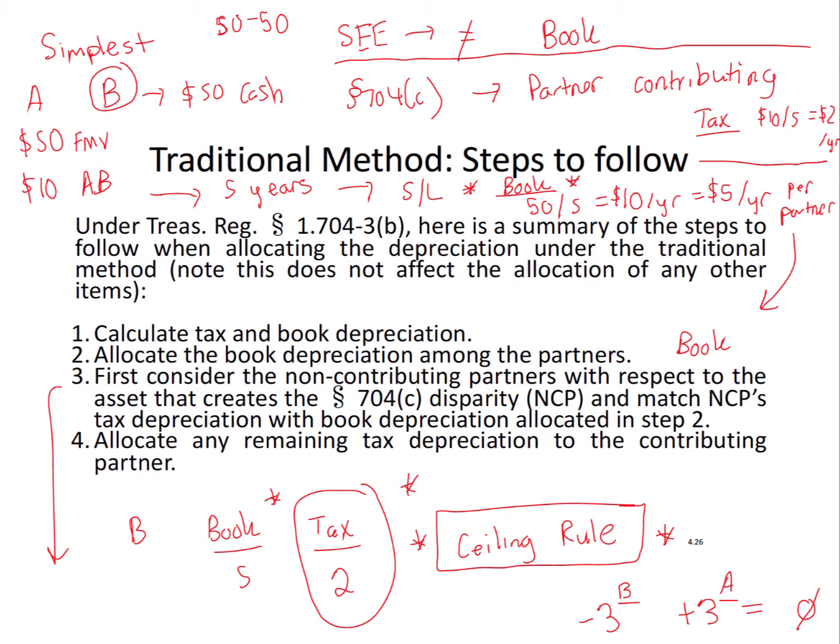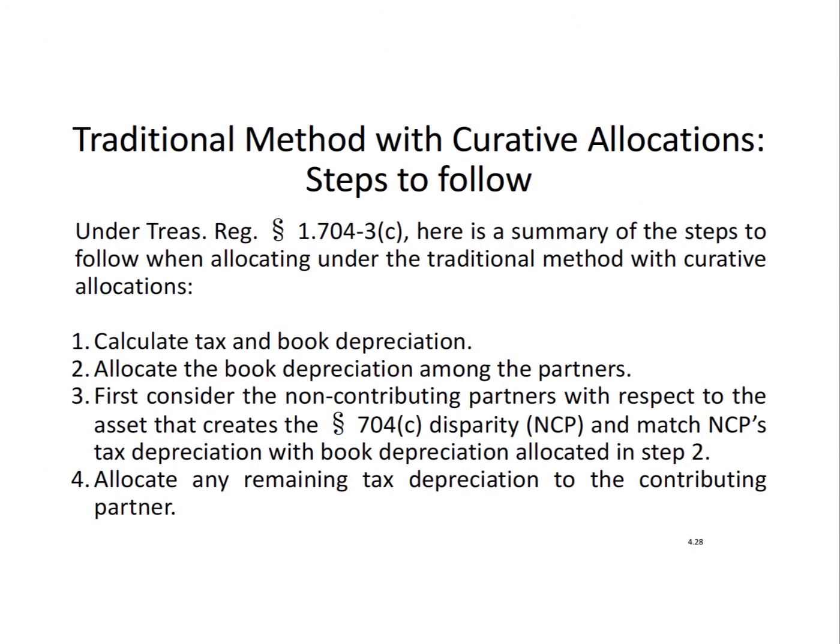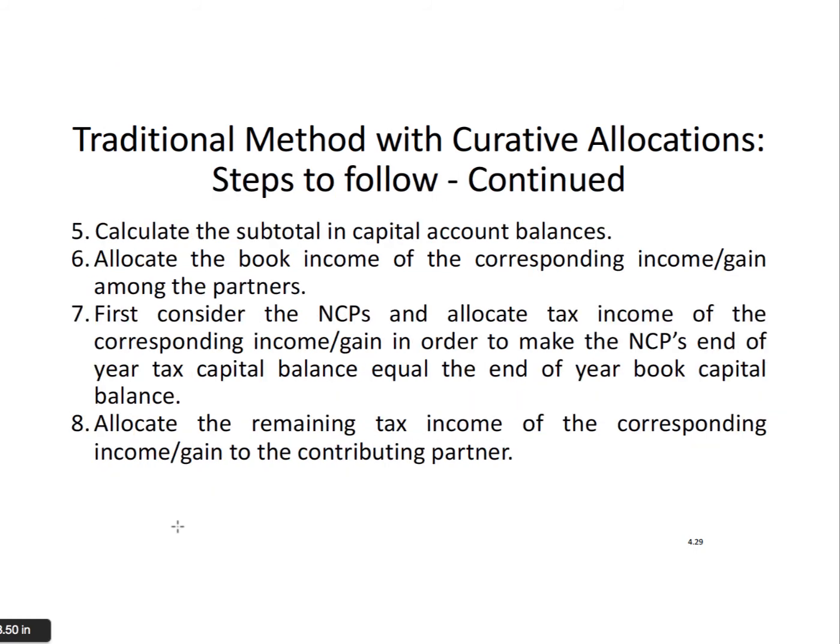It offsets to 0. Again, the best way to see it is through an example, so let's go through the steps. The first 4 steps are the same as the traditional method. This is the traditional method of curative allocations, this is method number 2. So we do the first 4 steps the same, just like we did. Then you calculate the subtotal. So step 5, calculate the subtotal and the capital account balances. That's where we find out we have a $3 difference.